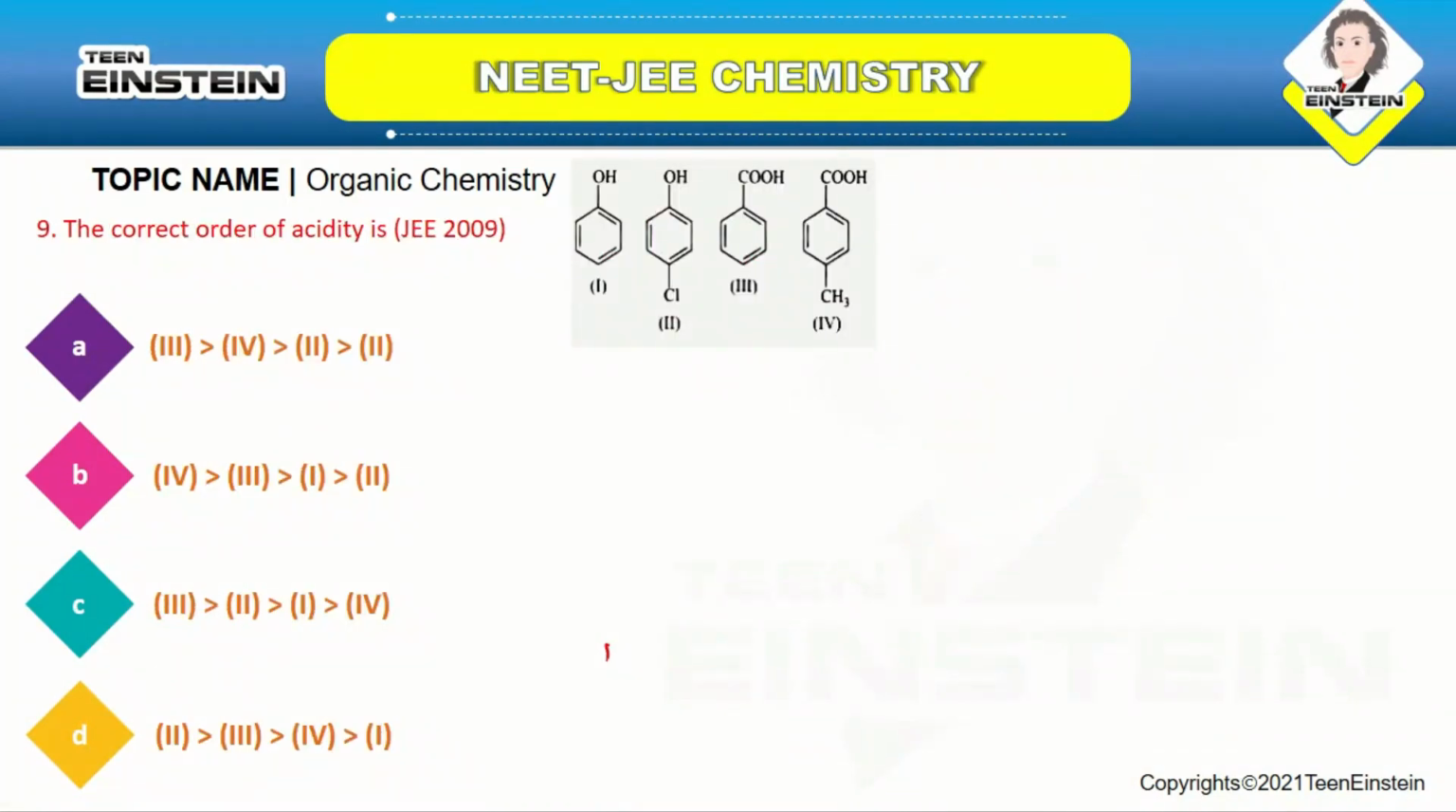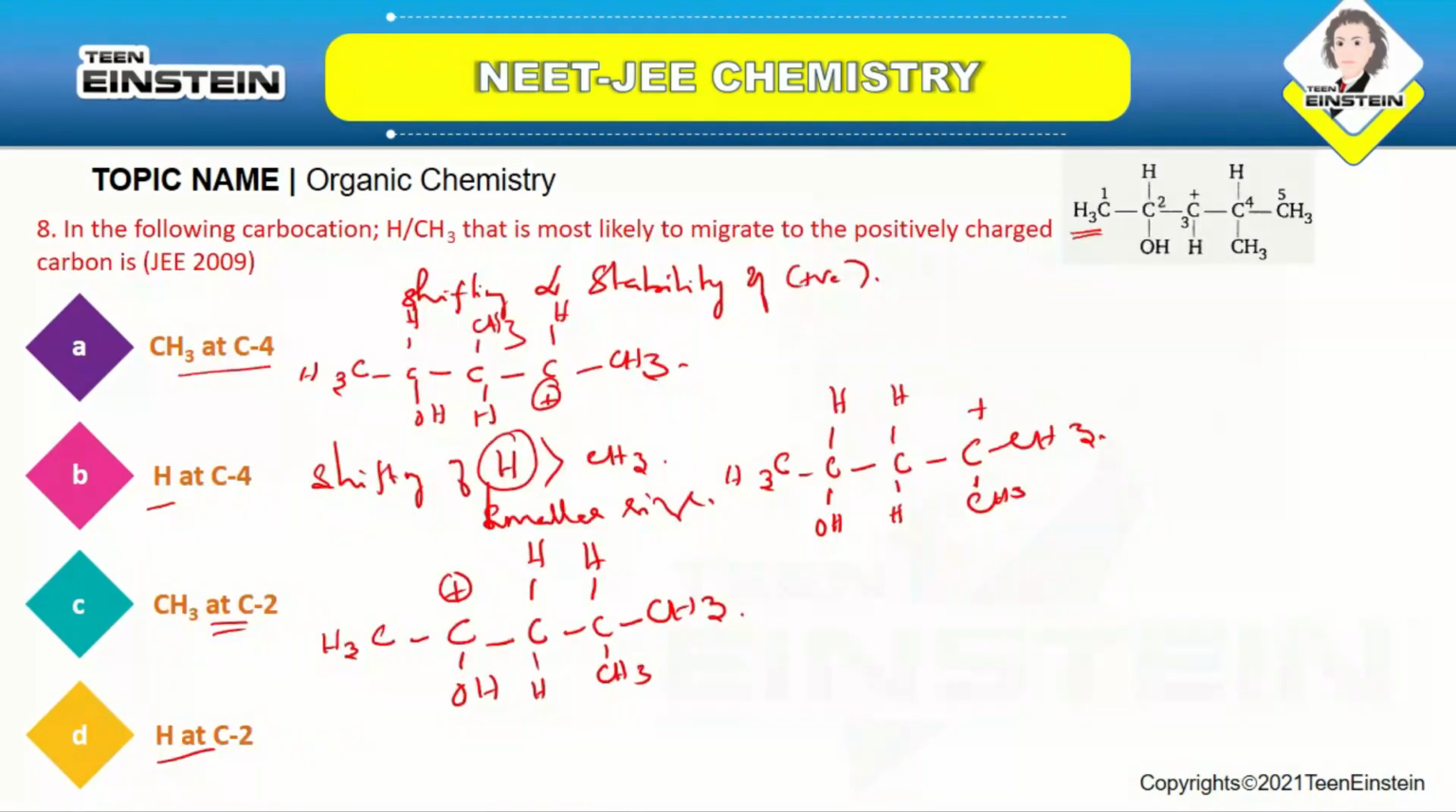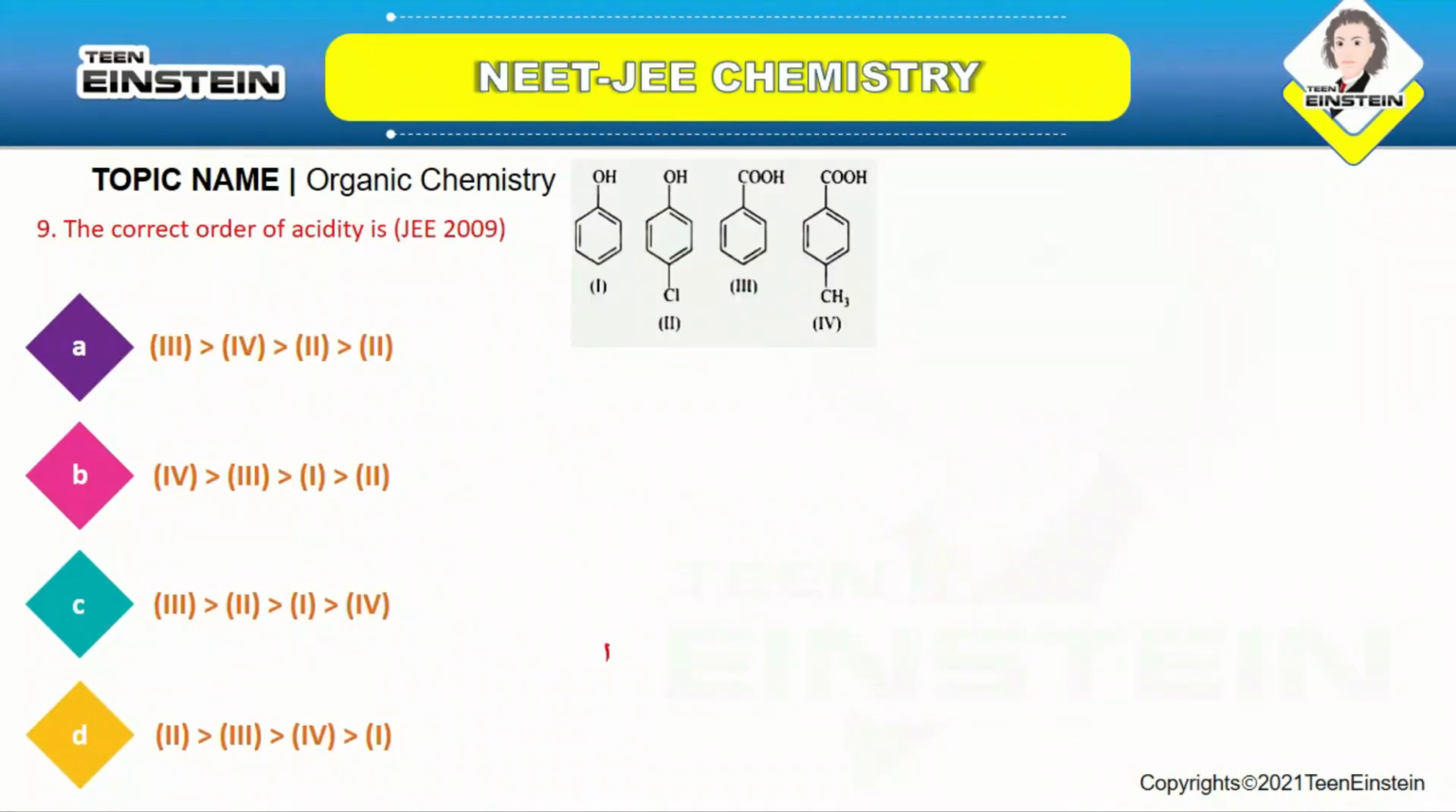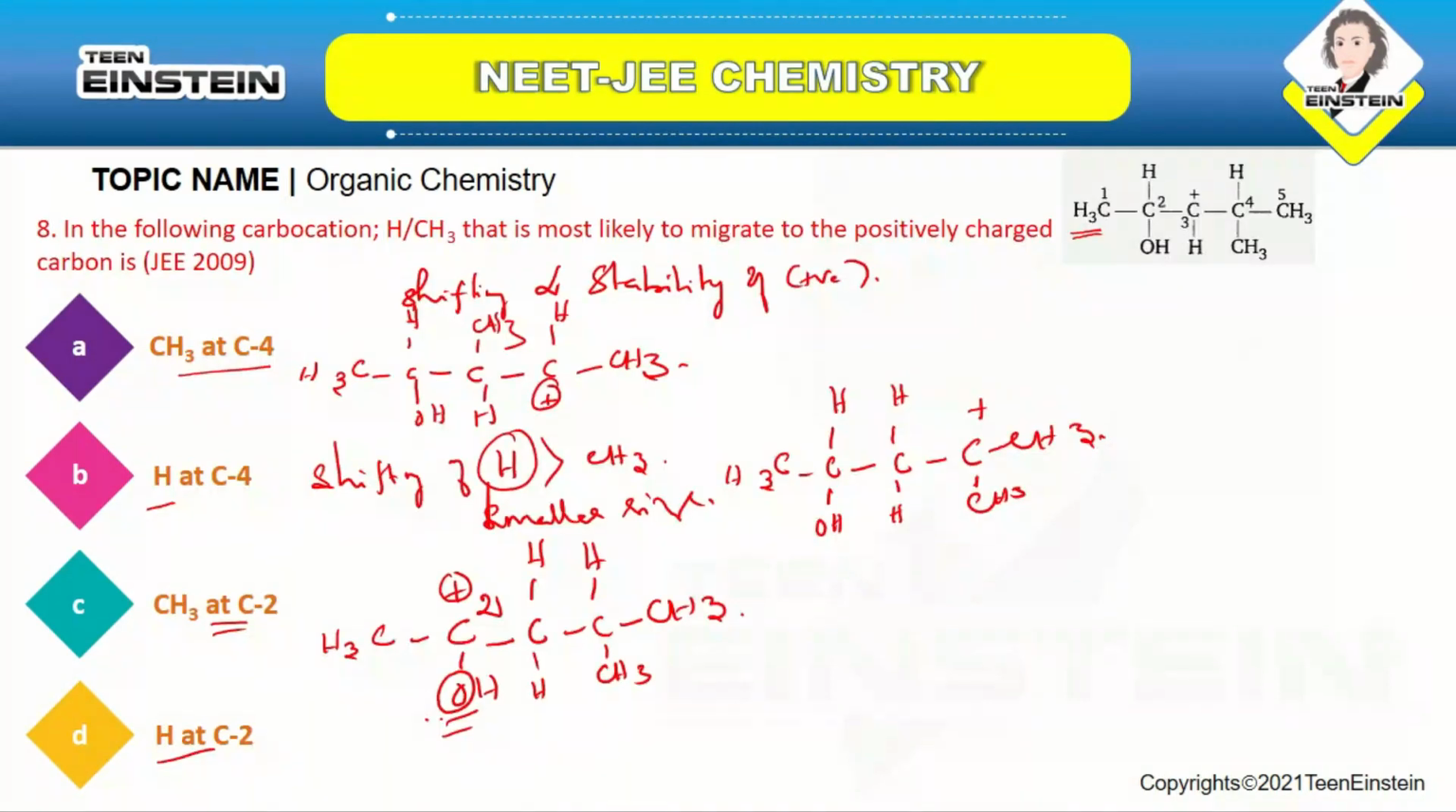CH3. Here the positive charge on carbon 2 is hyperconjugated stable due to this neighboring oxygen atom. Here oxygen has lone pair of electrons, so formation of octet takes place. So shifting of hydrogen at C2 will give the more stable resonance stabilized carbocation. So the correct option is the shifting of hydrogen at C2.